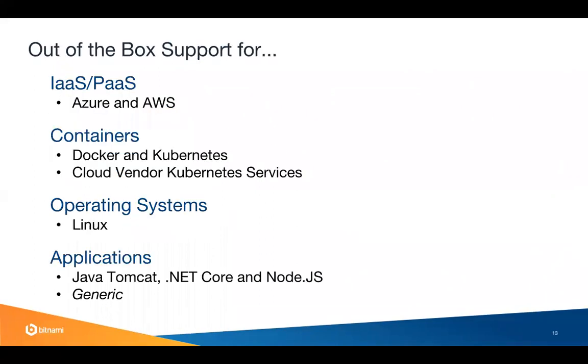Today, Stacksmith has out-of-the-box support for AWS and Azure. We can support Docker containers as well as Kubernetes, including the cloud vendor Kubernetes services. Stacksmith is for Linux applications. We do not currently support Windows apps. And we do have out-of-the-box templates for Java Tomcat, .NET Core, and Node.js. We also include an out-of-the-box template for a generic application, meaning you can take your PHP apps, your Python apps, any other application type, and you can also run that through this packaging process.